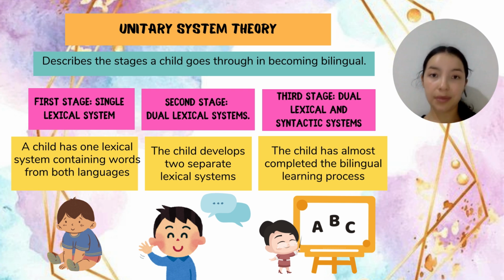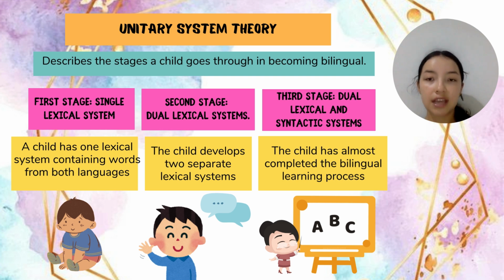The unitary system theory of bilingualism. This theory describes the stages a child goes through to become bilingual and has three stages. In the first stage, the child has a lexical system containing words from both languages. In the second stage, the child develops two separate lexical systems, distinguishing between the vocabularies of the two languages.